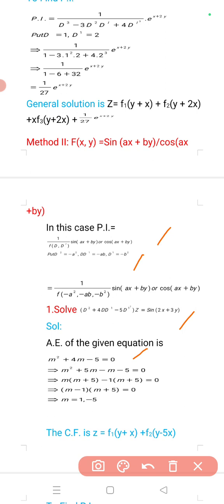It is a quadratic equation, so factorize it. After factorizing, we obtain roots as 1 comma minus 5. So there are 2 roots, and they are real roots. Whenever the roots are real and distinct, for the CF we just have to write: z is equal to f1 of y plus x plus f2 of y minus 5x.